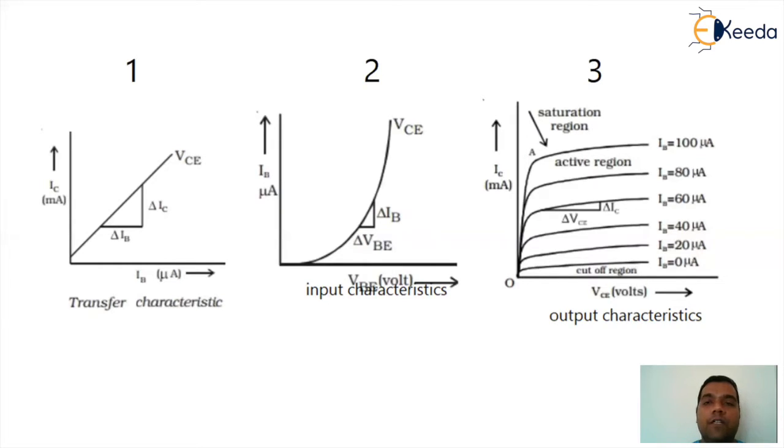And when we go for the third characteristics, which is the relation between output current IC and output voltage VCE, you will find that the collector current is going to rise as and when the base current keeps on rising. Also, when the VCE starts rising, the IC starts rising.